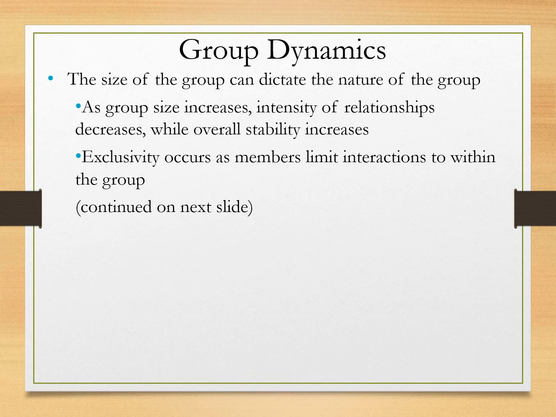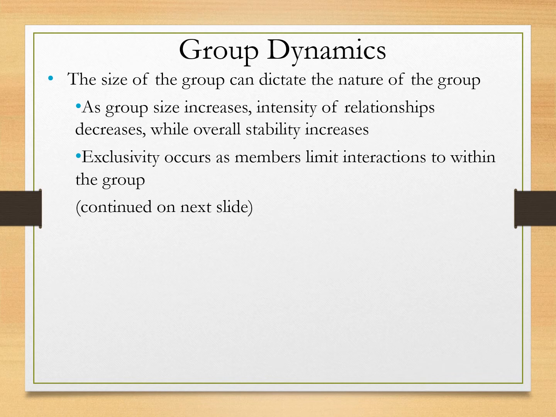The size of the group can absolutely dictate the nature of the group. As group sizes increase, intensity of relationships decreases, while overall stability increases. So the bigger a group gets, the more stable it gets, but the bigger a group gets, the less connected we are with each individual person. Additionally, exclusivity occurs as members limit interaction to within the group.